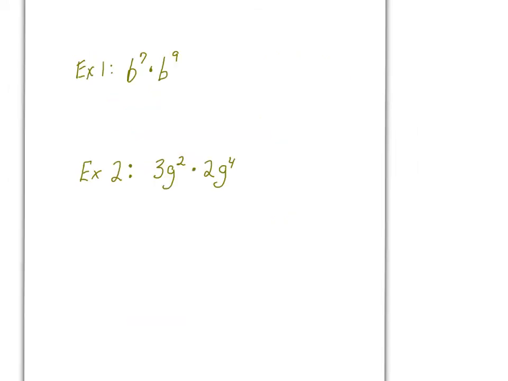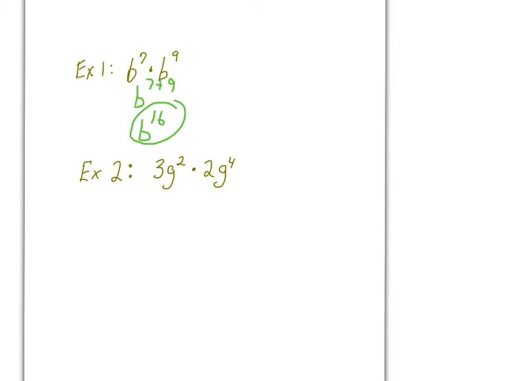Look at some examples. This first example, I'm going to have b to the 7 times b to the 9. So this is the product of powers of equal bases. So I'm simply going to add the exponents here, and I'll get b to the 16th.